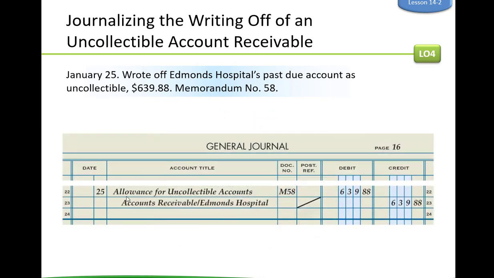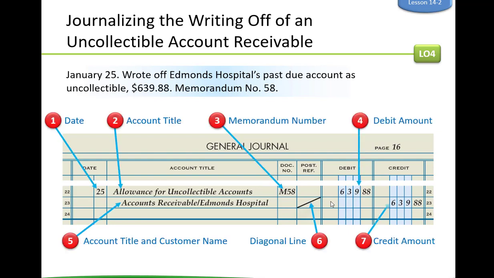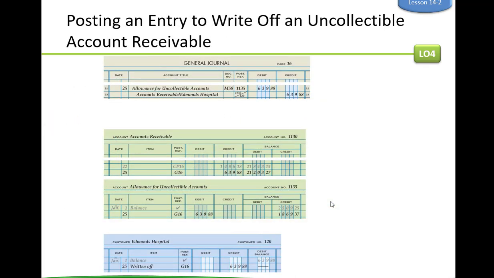The first line, our debit line, is going to be the allowance for uncollectible accounts. We're going to put our memo number, and we are going to put a debit for that amount. We're also going to put accounts receivable / Edmonds Hospital, because we're going to refer to two different accounts. We have the big account, and then the subledger of Edmonds Hospital. And since we have two different ones, we're going to have that diagonal line so we can reference, after we post it, to two different accounts.